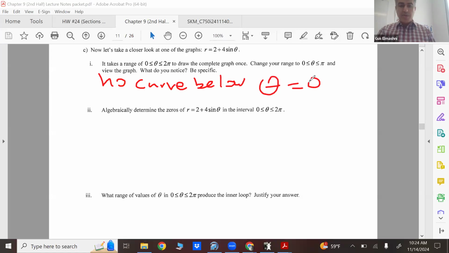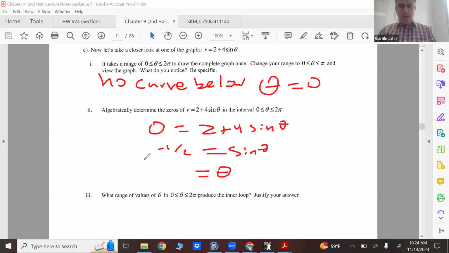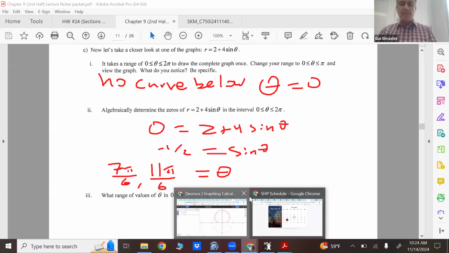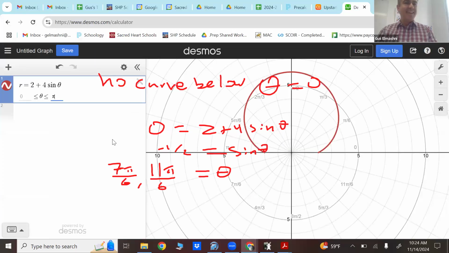The algebra determines the zeros. If I just replace r with 0 and work it all out, it's not that hard. Sine theta should equal -1/2, I think. So what's theta equal? 7 pi over 6 and 11 pi over 6. We got that, right? No curve below. Exactly that. There's no inner loop.